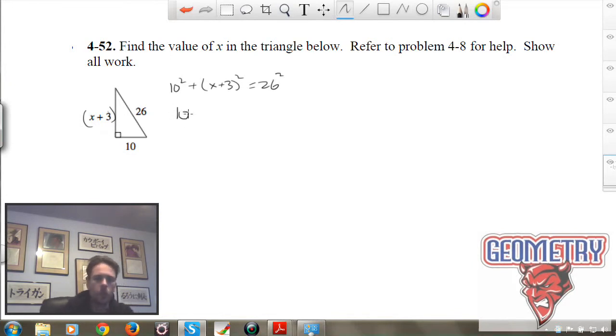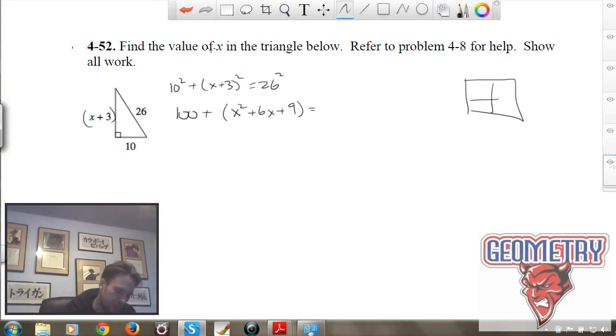So this becomes 100 plus, and if you have to multiply this out in a generic rectangle, which is what you have to do, (x plus 3) squared ends up being x squared plus 6x plus 9. And 26 squared is 676. Okay, so let's combine like terms and see what we got. So we got x squared plus 6x plus 109 equals 676. So it looks like it's going to be a quadratic.